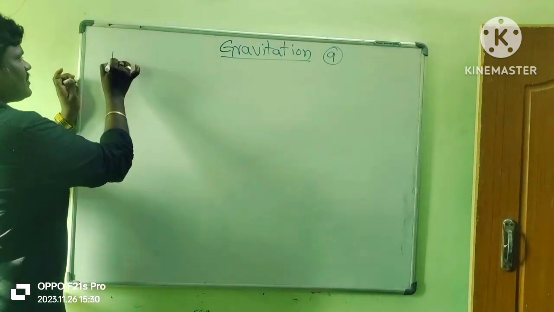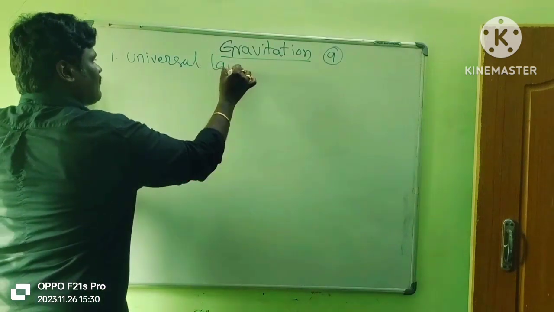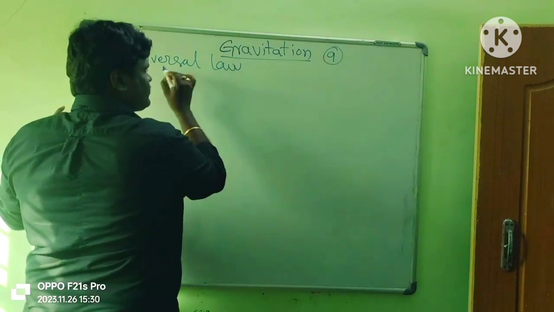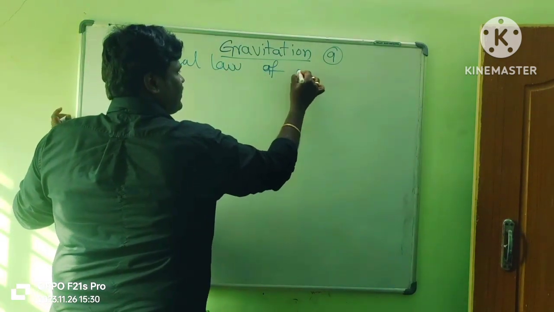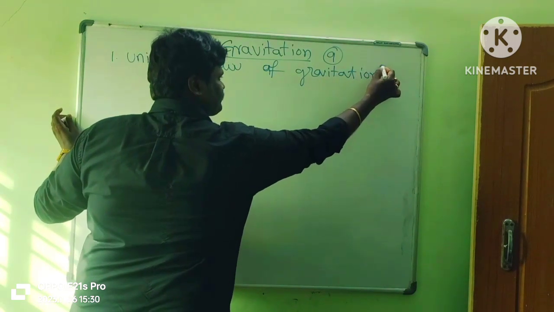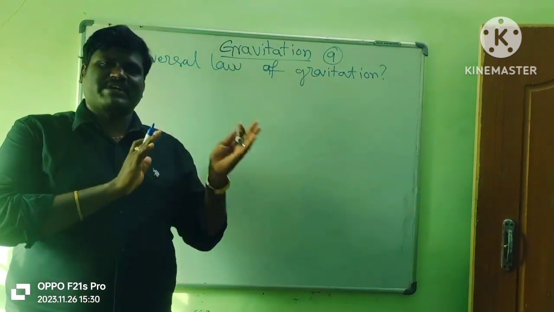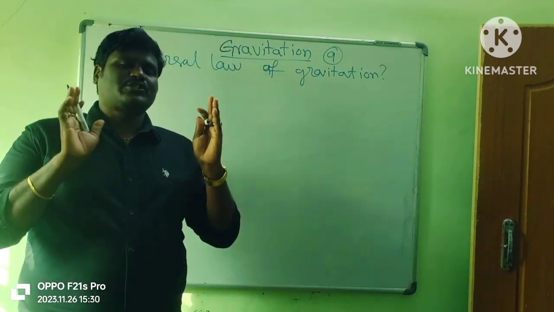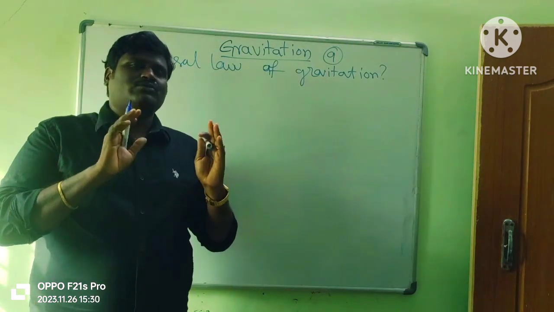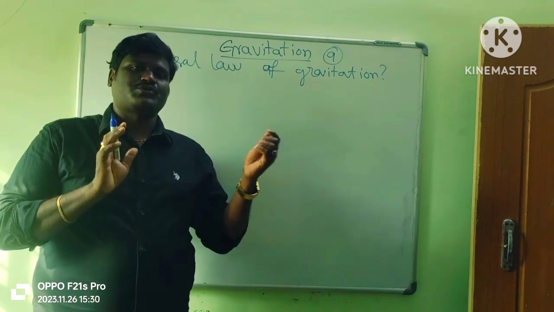In that, the first question is the universal law of gravitation. The universal law of gravitation carries 4 marks, and there we write only 2 statements. The universal law of gravitation explains the force between two bodies, one bigger and another smaller: how they get the gravitational force, and how the distance and the masses impact the force between these two objects.